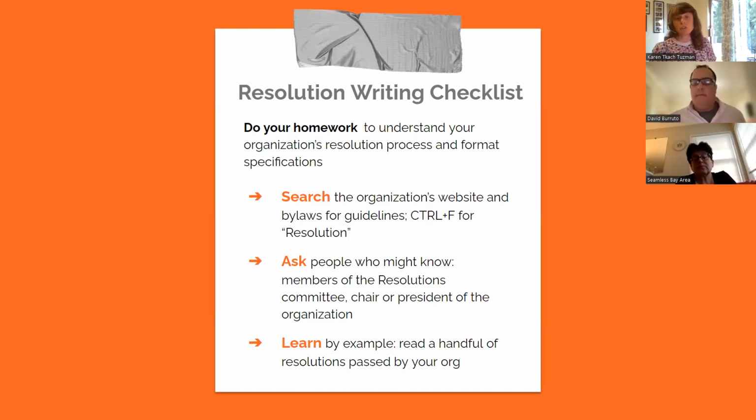A great way to do that is searching the organization's website and bylaws for any guidelines. Control F for resolution is always helpful. But oftentimes, as we know, sorting through text like that can be a little confusing. So a good option is always to ask people who might know, members of the resolution committee, the chair or president of the organization, and just say, hey, I'm thinking about writing a resolution. Where do I start? And avoid spending a ton of effort fitting everything into a format that ends up being not the one accepted by your organization.